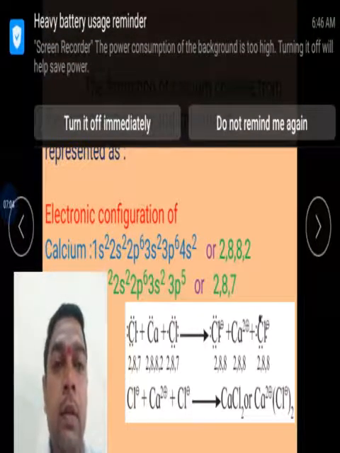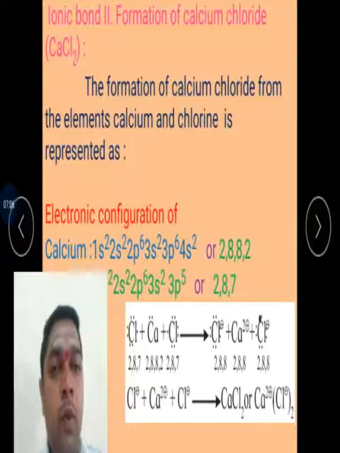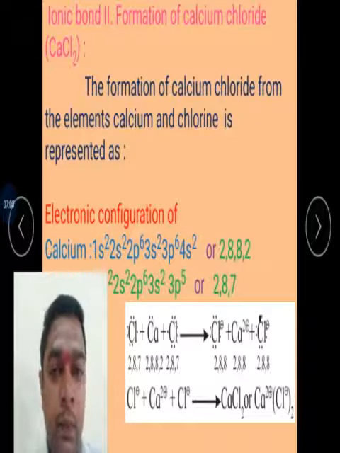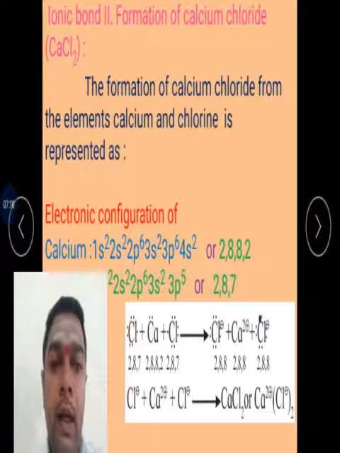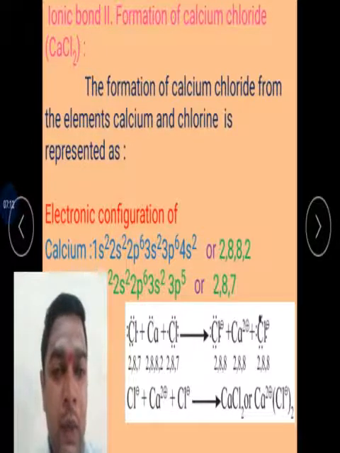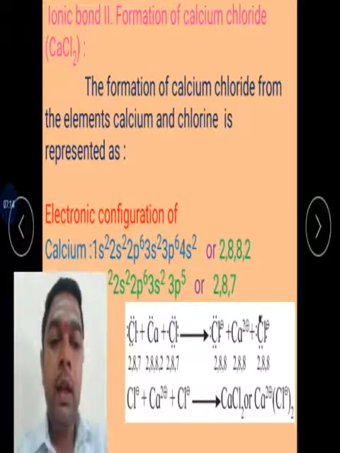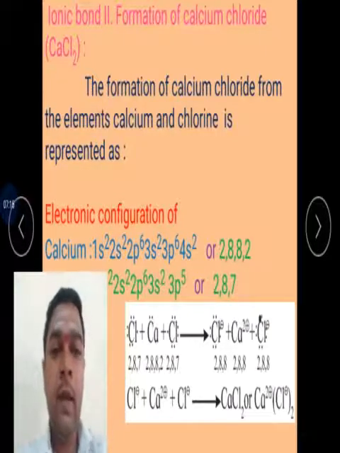This is the formation of the ionic compounds sodium chloride and calcium chloride. The next topic is ionic solids and lattice enthalpy.